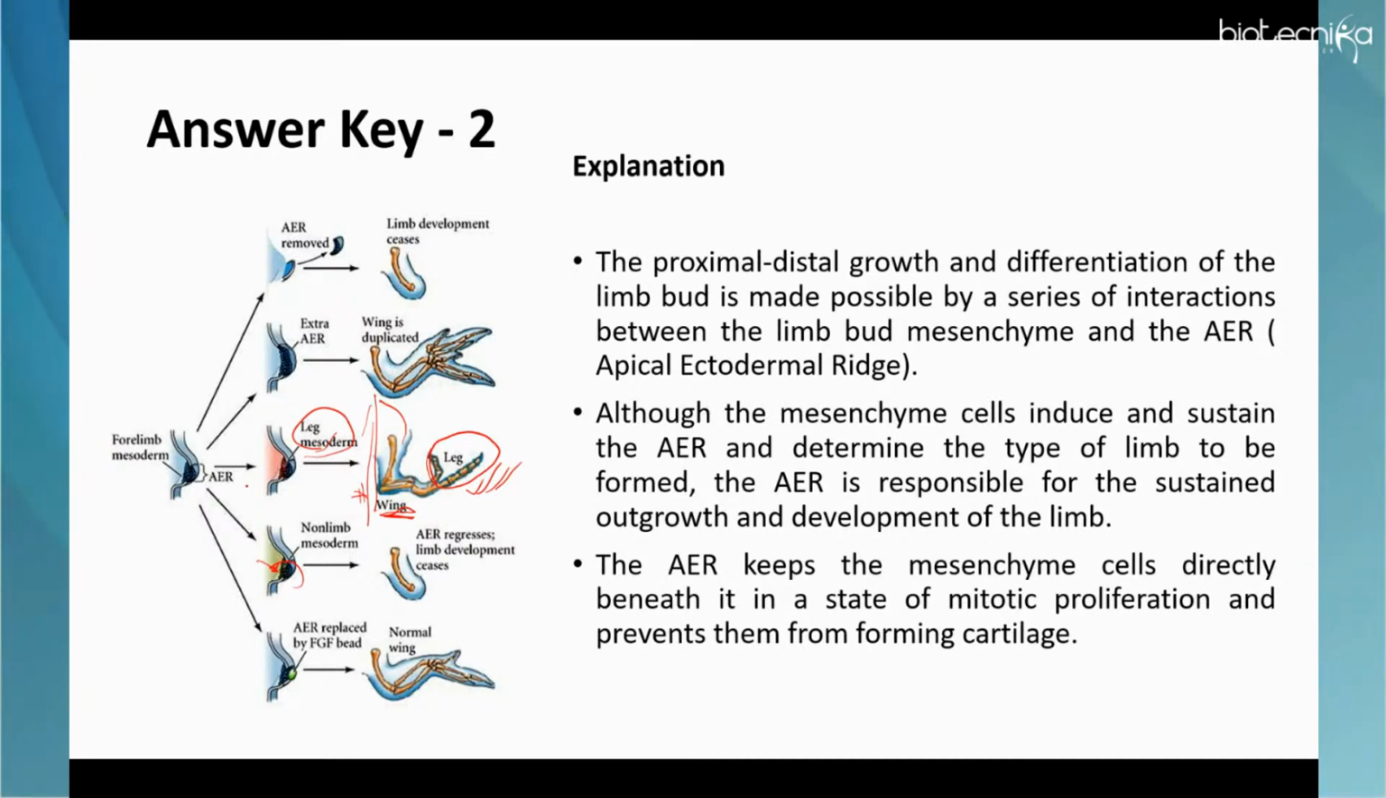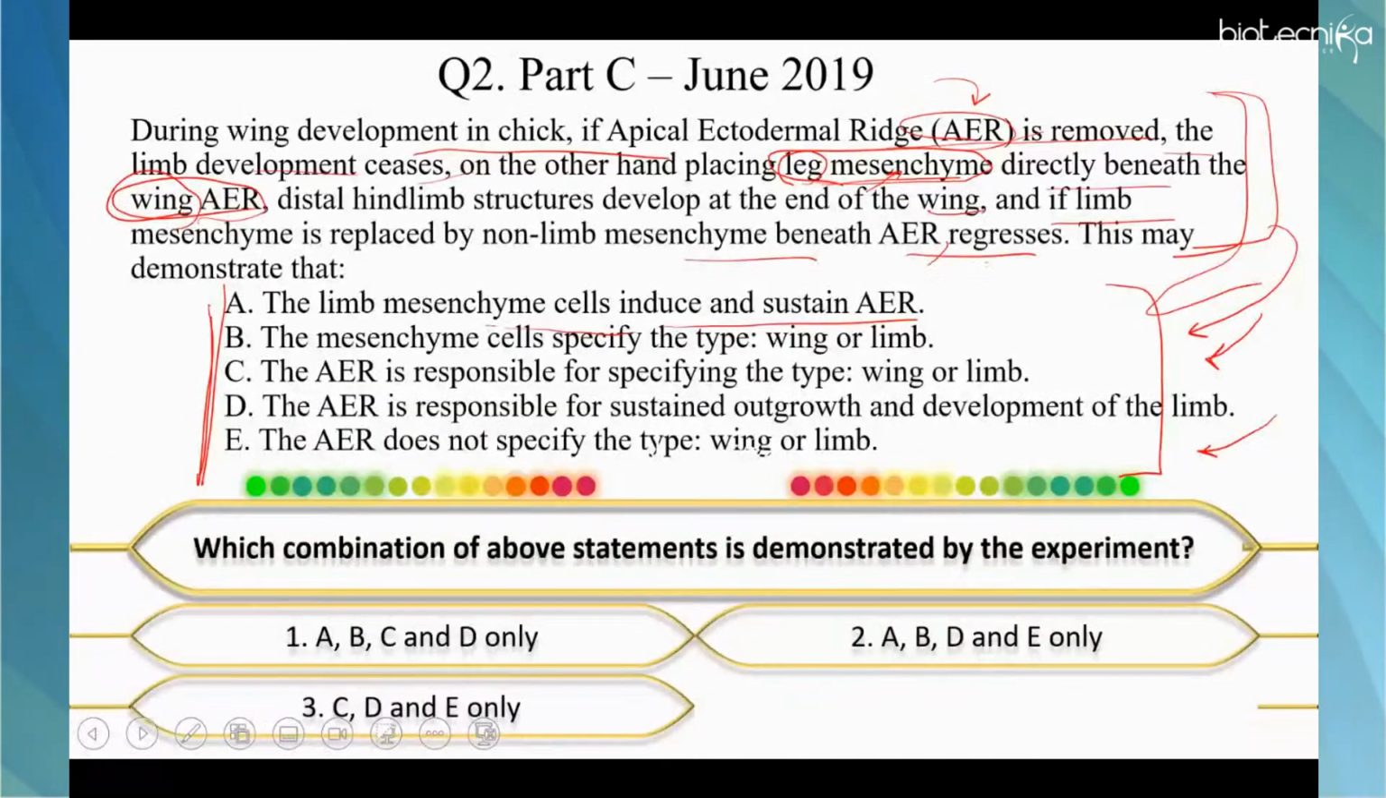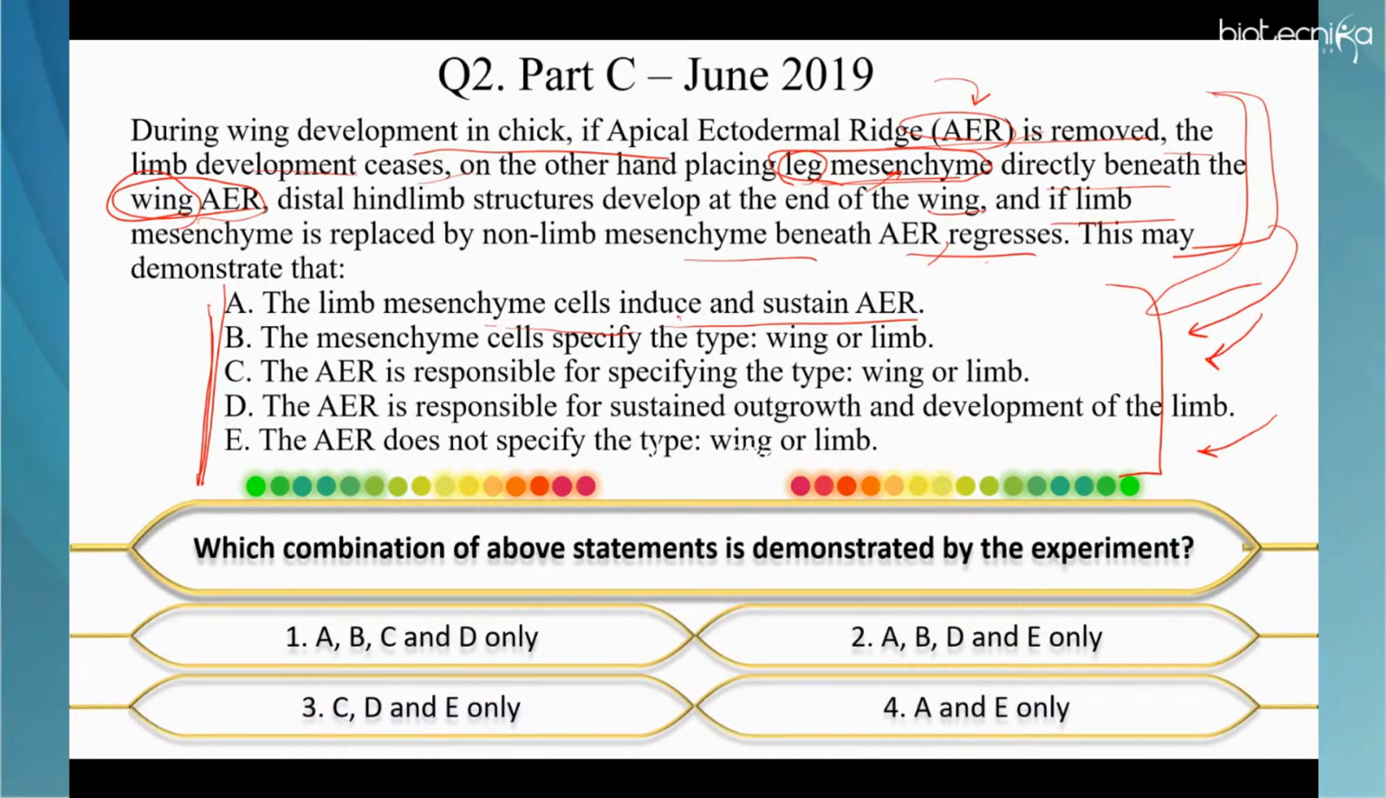As I said, the limb mesenchyme is supposed to maintain AER. So if you keep non-limb mesenchyme, then AER will stop progressing. And if you replace the AER with an FGF bead, FGF, why? Because ultimately AER will release FGF. Fibroblast growth factor is what is necessary for this limb development. And if you replace it with FGF, then it can again make AER. In that case, normal wing will proceed. So definitely the limb mesenchyme cells are able to induce and sustain or maintain the AER. So A is correct.